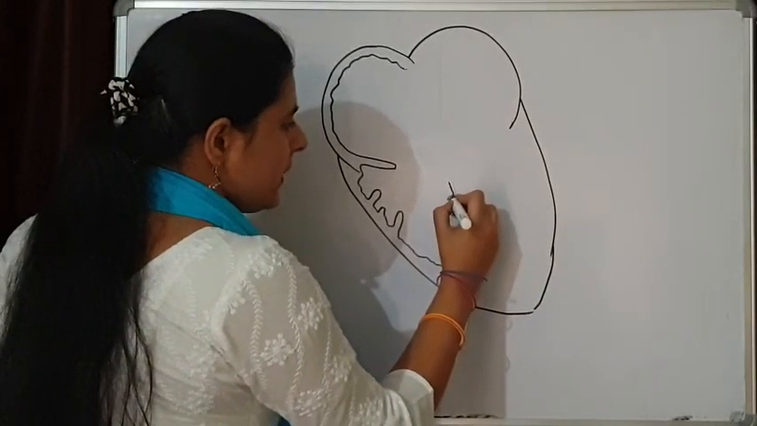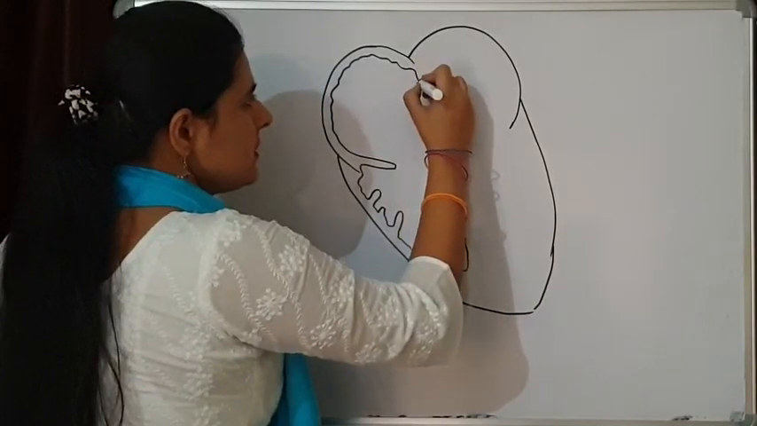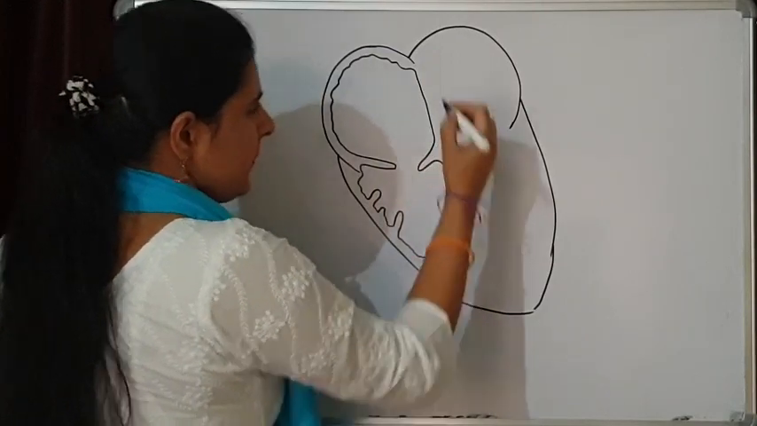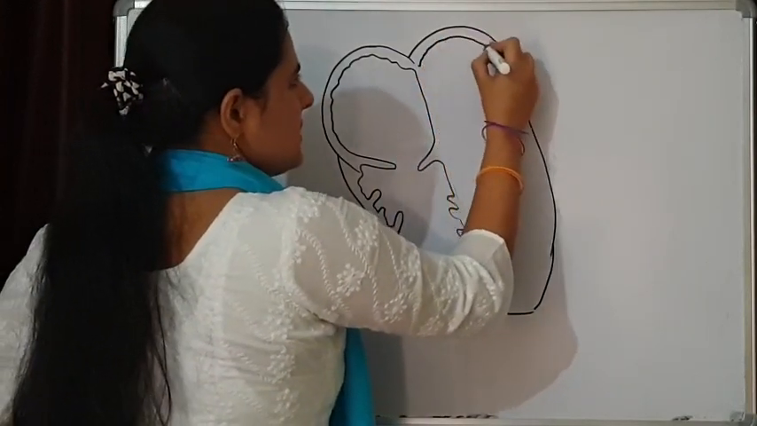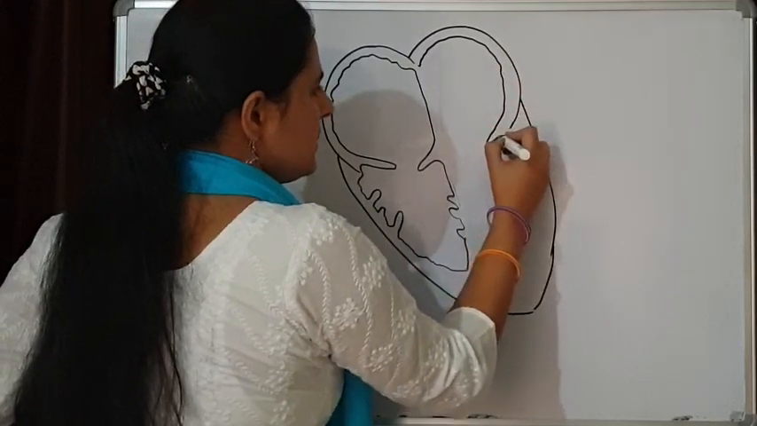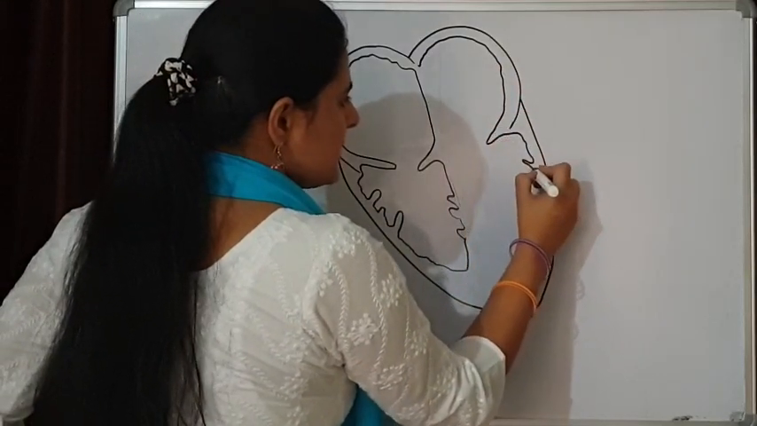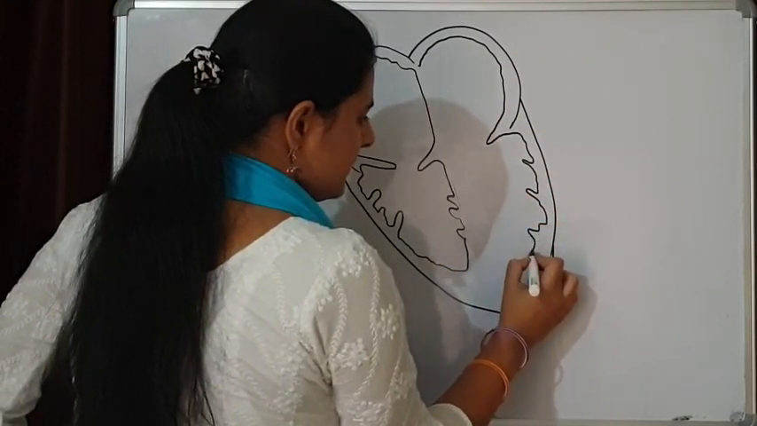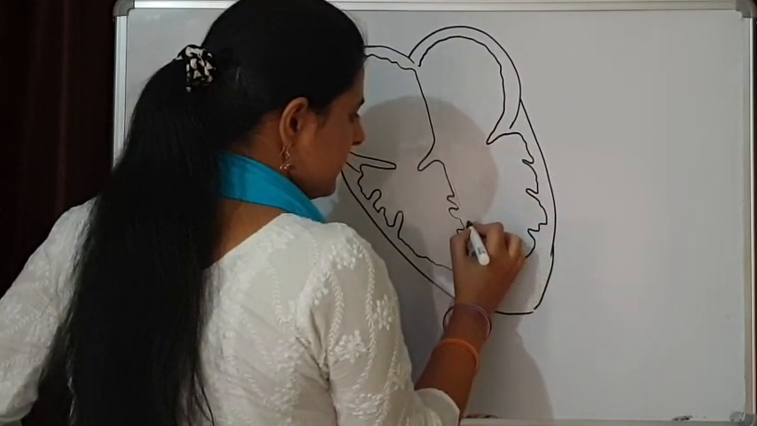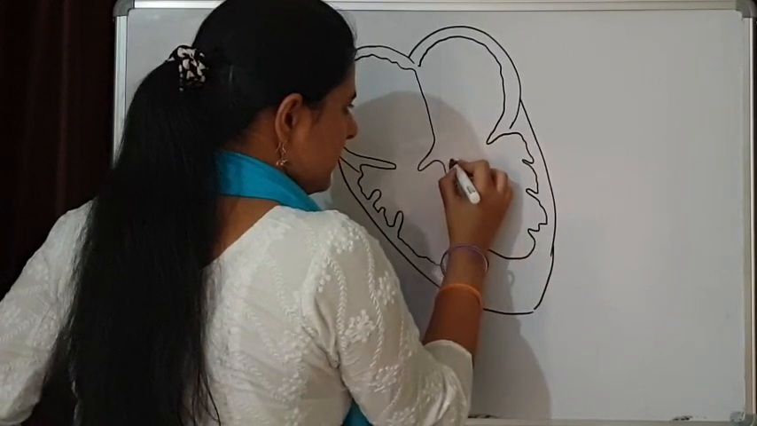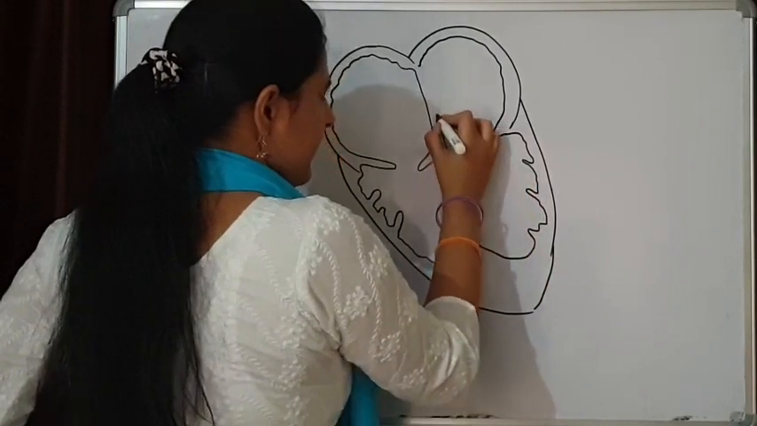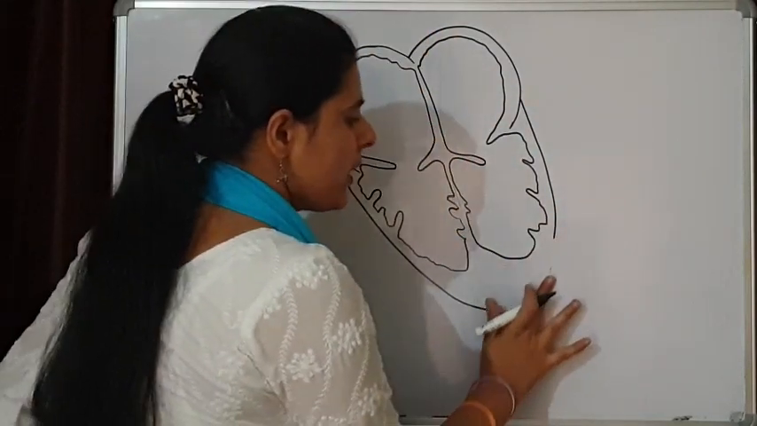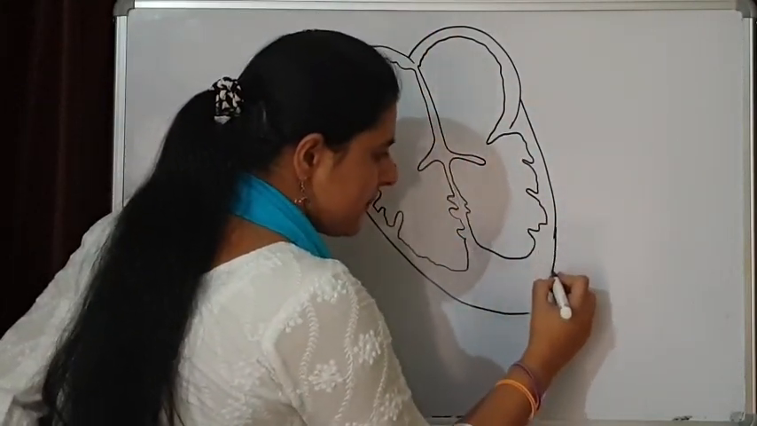Over here also some ridges are present. This is another chamber. Ridges are present over here. This is how the four chambers of the heart are present.